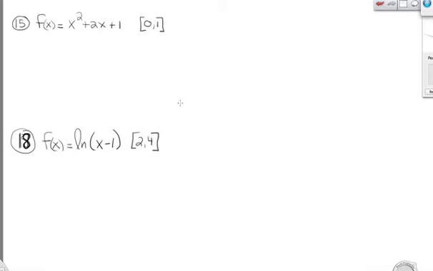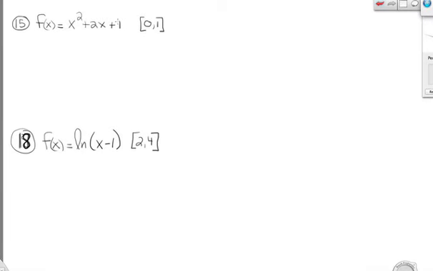The mean value theorem says that if you're continuous at every point on the closed interval a to b and differentiable at every point on the interior from a to b, that's the hypothesis. So this problem says show the function satisfies the hypothesis.